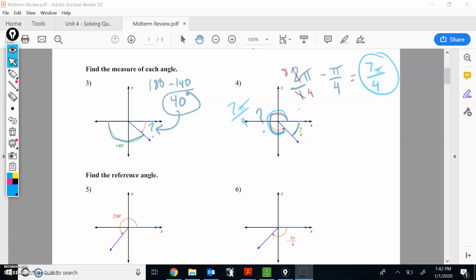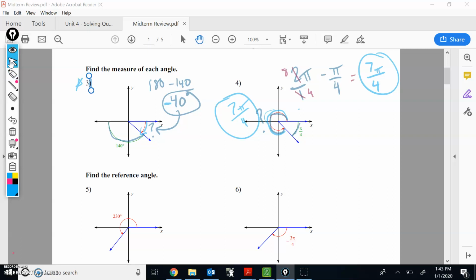Before we go to 5 and 6, I do want to talk about number 3 again. Number 3, I did have a little mistake here. Since this angle is going backwards, this 40 degrees has to be negative. So the answer number 3 is negative 40 degrees. Number 4 is still positive since we're going around in the positive direction, so it's positive 7 pi over 4.